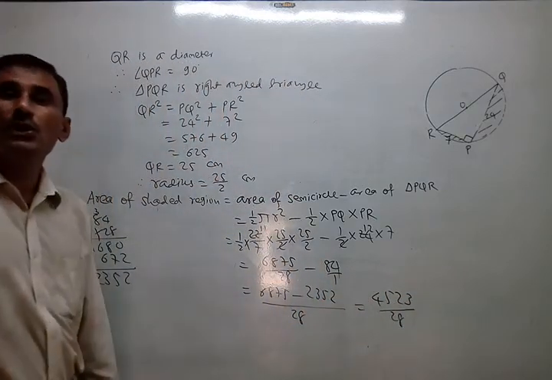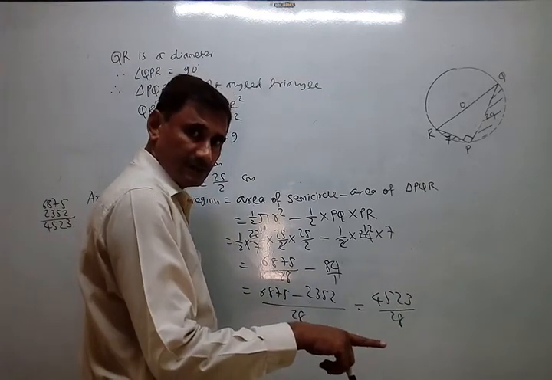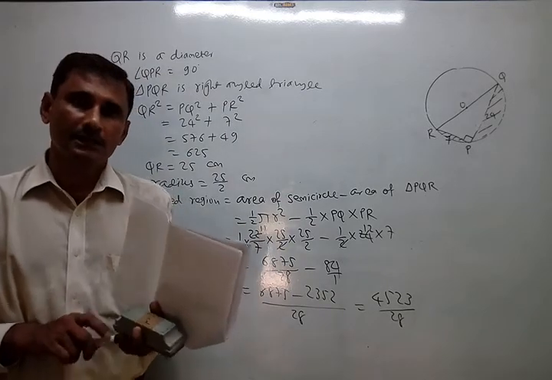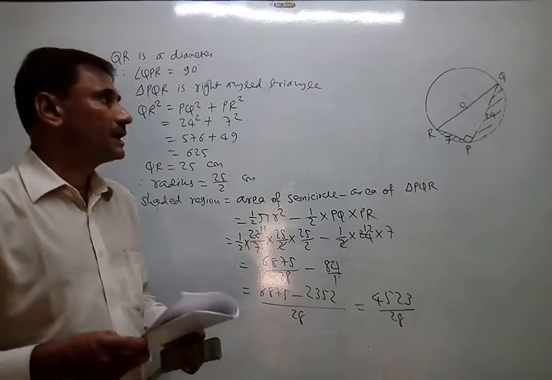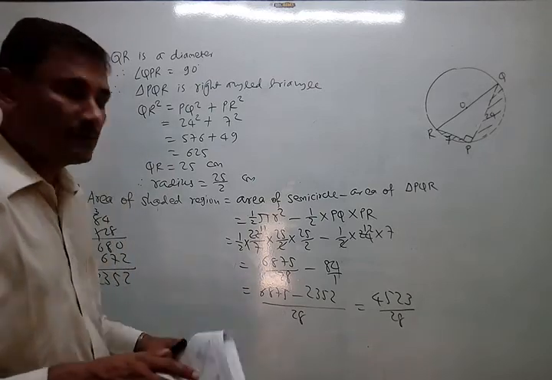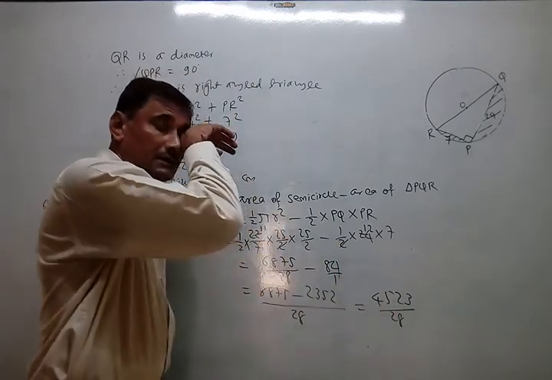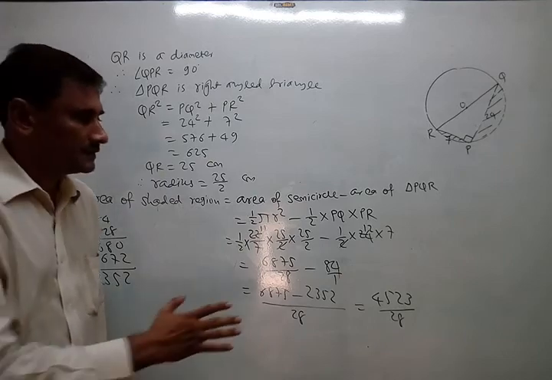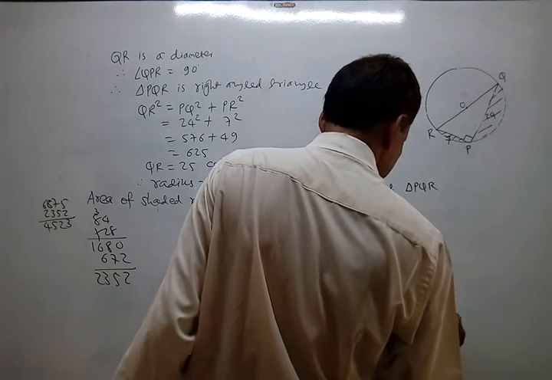Now no need to go into decimals. Why? Because it contains a factor of 7, so it will be non-terminating. In case of non-terminating, we generally do not give the answer in decimal form. This is perfect: 4523 by 28 centimeter square. So that is our final answer.